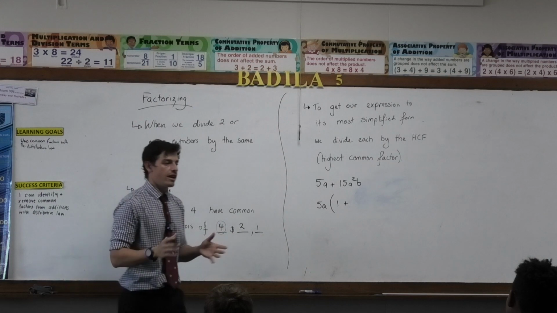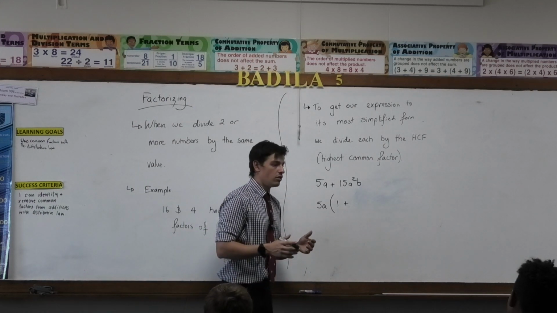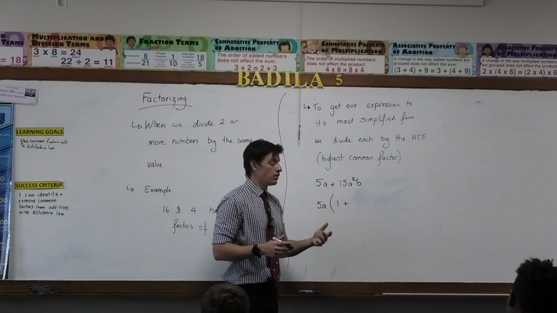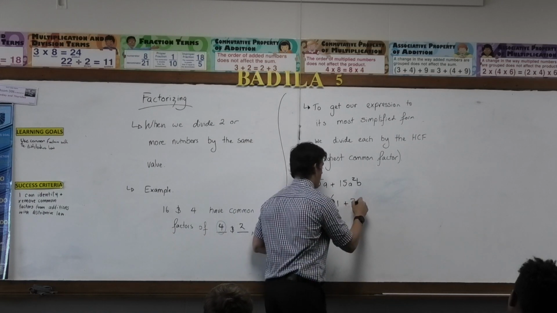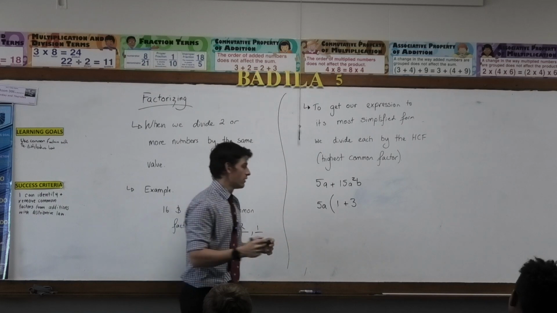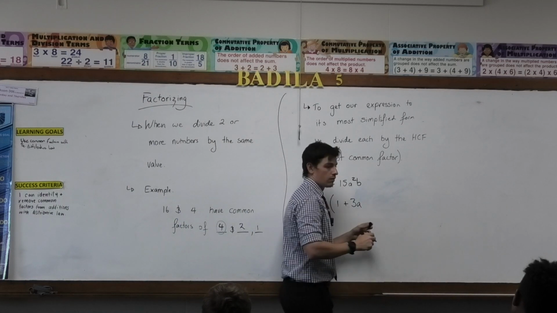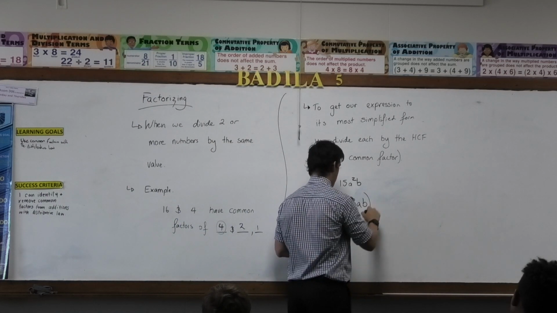Now that sounds really complicated, correct? We went through yesterday, how do we solve that? What do we do? One at a time, correct? Yes. So let's start with the numbers. 15 divided by 5? 3. Okay. A squared divided by A. b divided by, well, nothing. B. Which is b, correct? Yes.